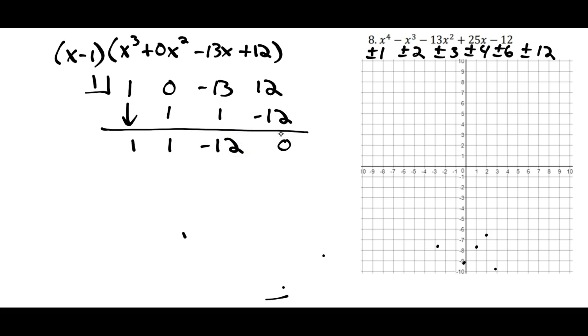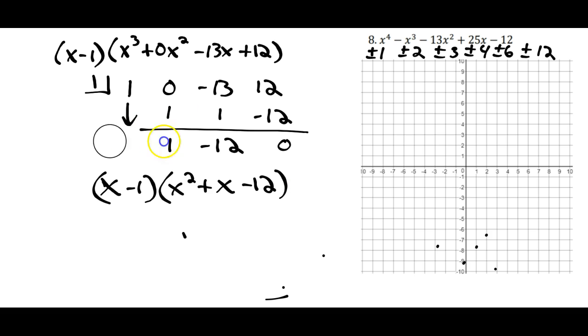And look at that, it is. So drop the 1: 1 times 1 is 1, add, 1 times 1 is 1, add, 1 times negative 12 is negative 12, and we get a 0 there. So that means that x minus 1 will divide into the function again. So we got x minus 1, and this is now an x cubed, so this is going to be 1 degree less. It's going to be x squared plus x minus 12.